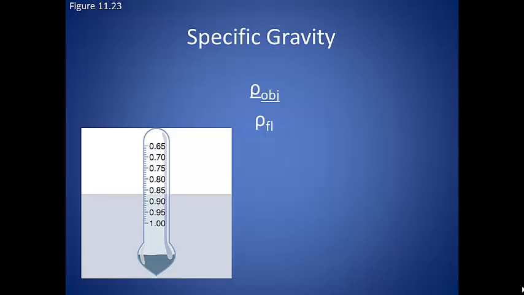A hydrometer is a tool that is filled with air but has a weight at the bottom. The height at which the hydrometer floats is determined by the density of the fluid it is floating in. The gradations on the tube are calibrated so that you can directly determine the specific gravity. In this example, the hydrometer is floating at about the 0.87 level, indicating that the specific gravity is 0.87. This just means the density of that object is 0.87 that of the fluid it is floating in. So if we're floating in water, the object would have a density of 0.87 compared to 1 of that of water.